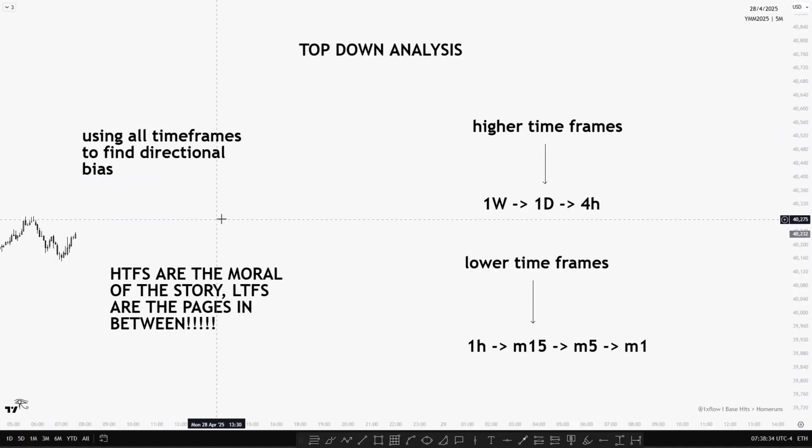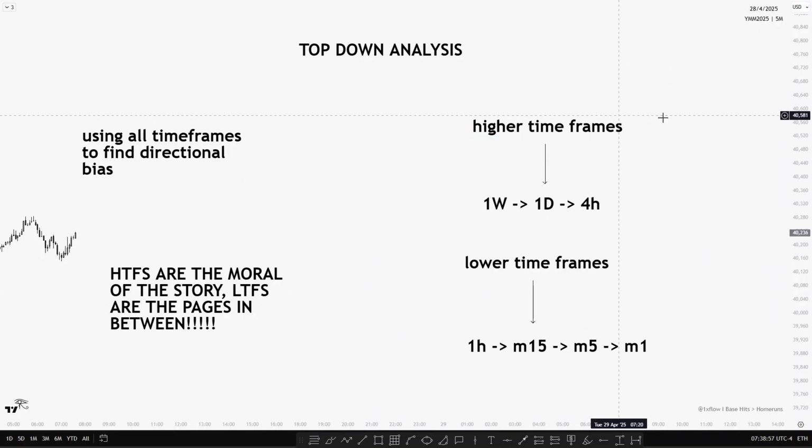So using all those time frames to find that directional bias, we must understand this is the most important thing: higher time frames are the moral of the story. They will tell you where price wants to go overall. If the higher time frames are bullish but the lower time frames are bearish, all we have to do is wait for those lower time frames to switch to bullish, and that will allow us to get in that specific trade and take it to that higher time frame target.